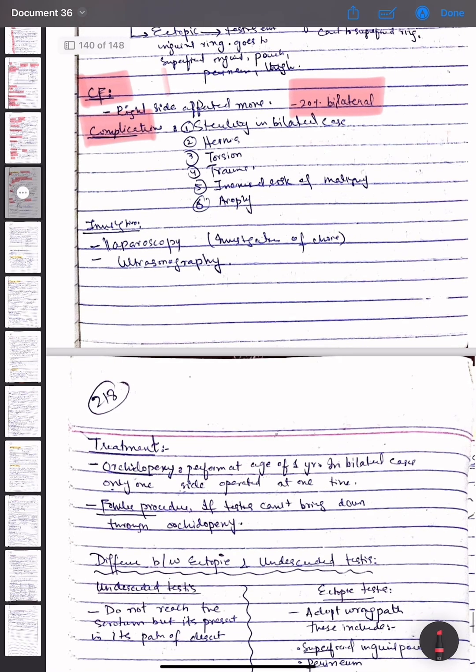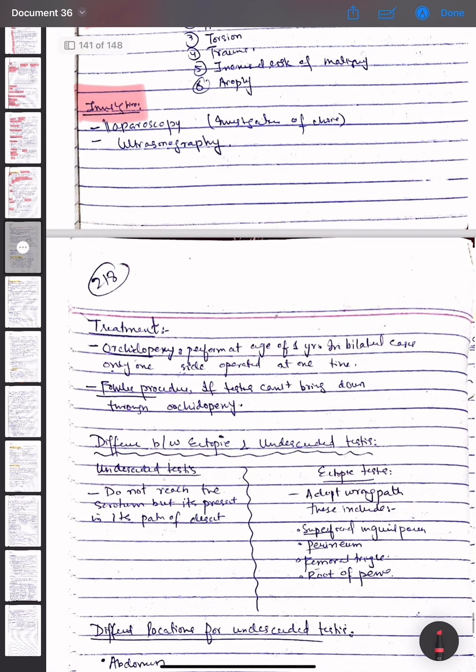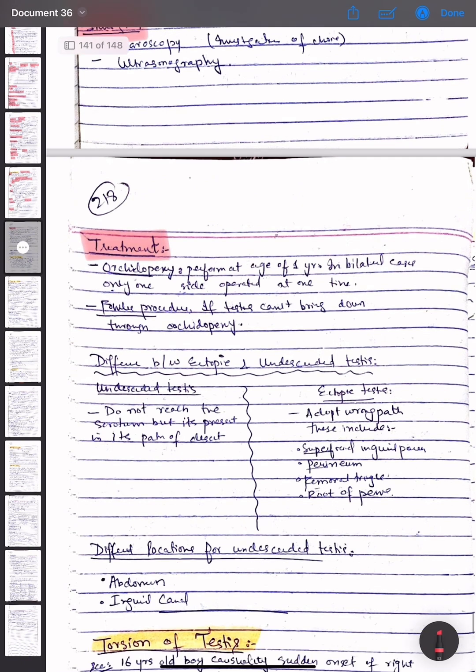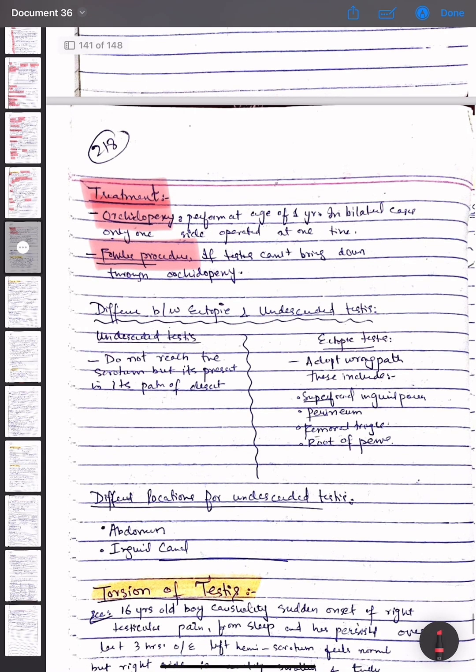The investigation options are laparoscopy, which is the investigation of choice, and ultrasonography. The treatment options are orchidopexy. In bilateral cases, only one side is operated at one time. Then Fowler procedure if testis can't be brought down through orchidopexy.